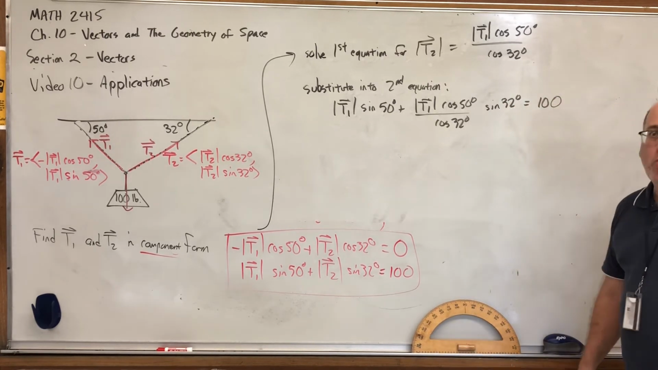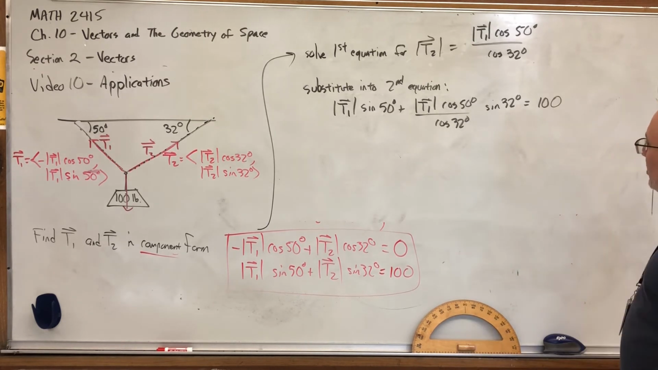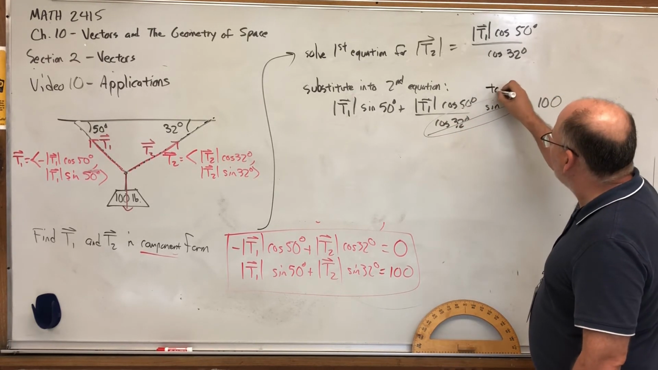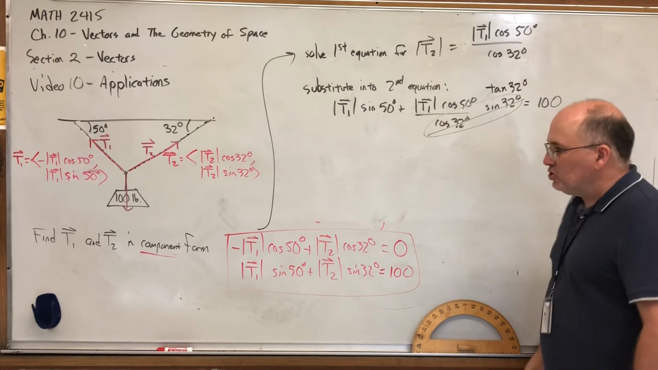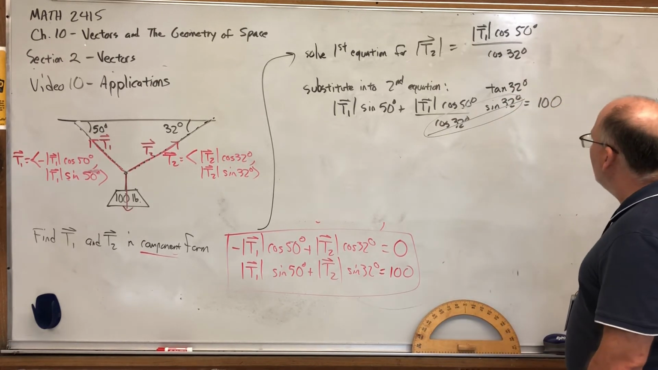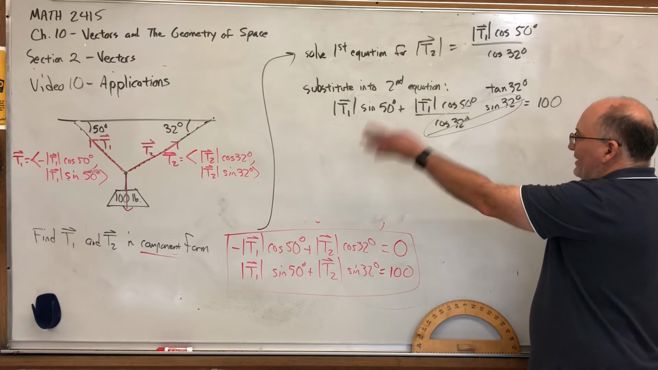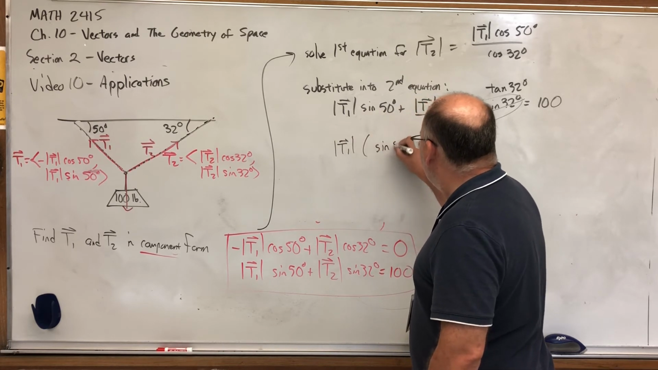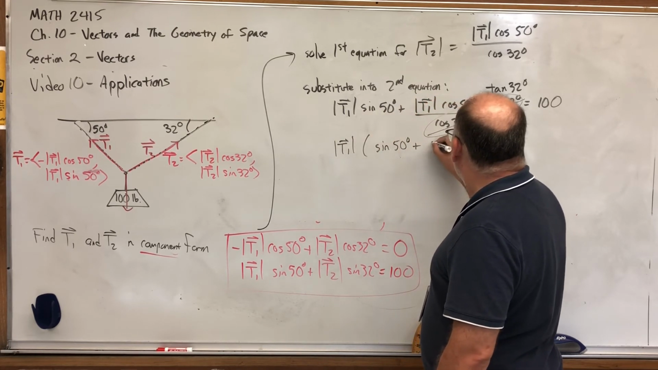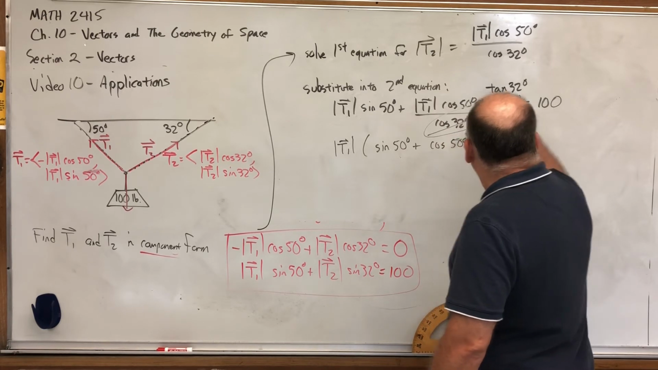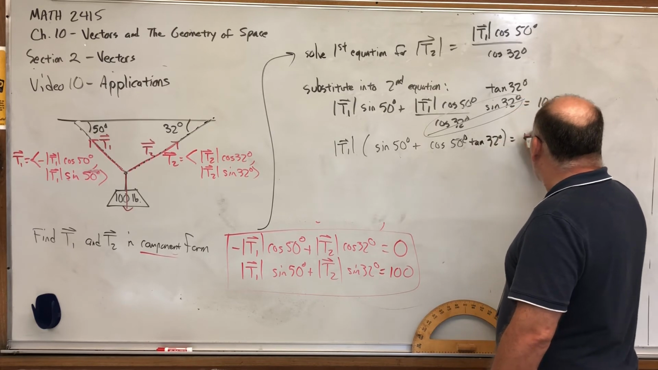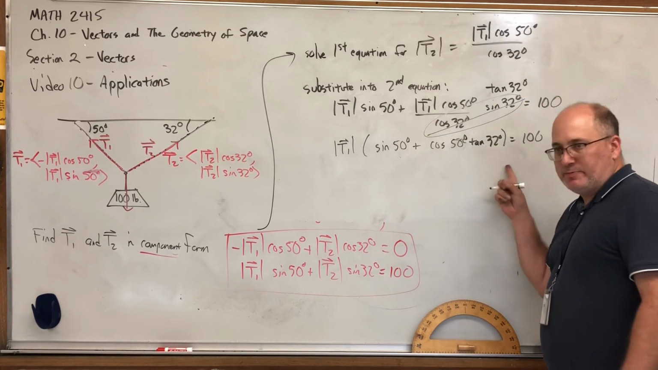Now we've reduced it down to one unknown, magnitude of T1, and we can solve for it, and it's not really as hard as it seems. First off, sine over cosine is tangent. So I can take these out and just replace it with tangent of 32. I don't have to, but one trig function is better than two. Then to solve for T1, we can factor out the magnitude of T1 and be left with sine of 50 degrees plus cosine of 50 degrees, tangent of 32 degrees is equal to 100. And now we just have to divide by this parentheses.